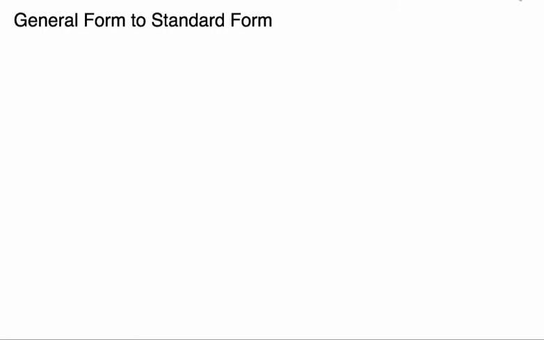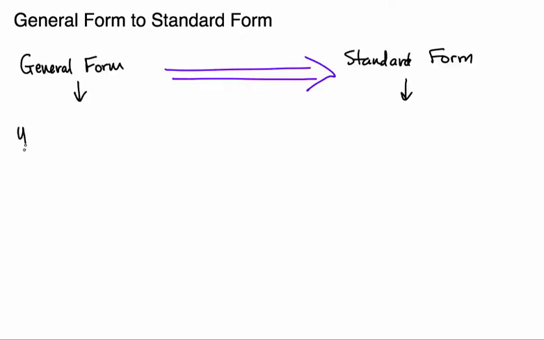Okay, in this video we're going to take a look at how we can take equations that are in general form and put them into standard form. So that's something like this. A general form equation is y equals ax squared plus bx plus c for a quadratic.